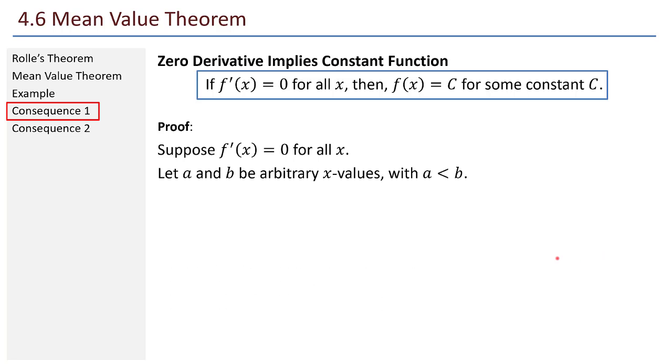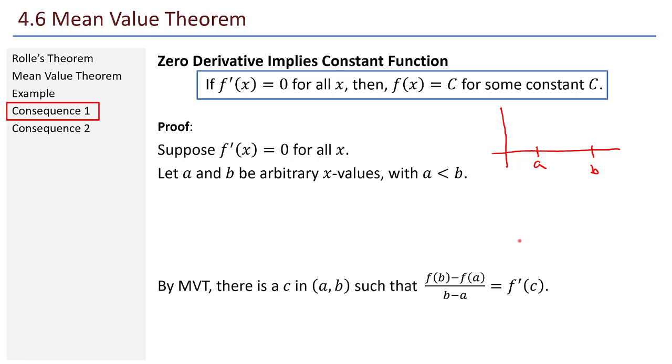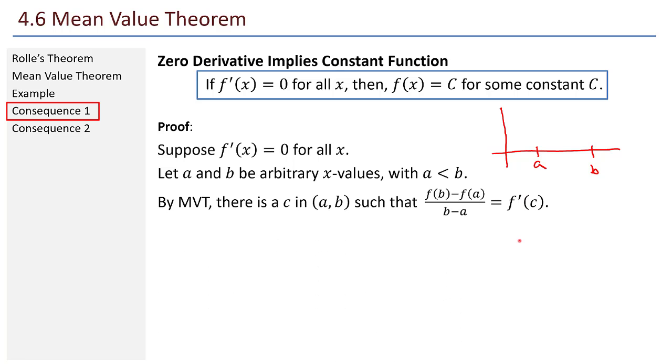So let a and b be arbitrary x values with a less than b. Let me draw a little picture here. So I have my axes, and here's some value a and some value b. And by the mean value theorem, are my hypotheses satisfied? This function is differentiable all throughout a and b, so that's good. That's all I really need.